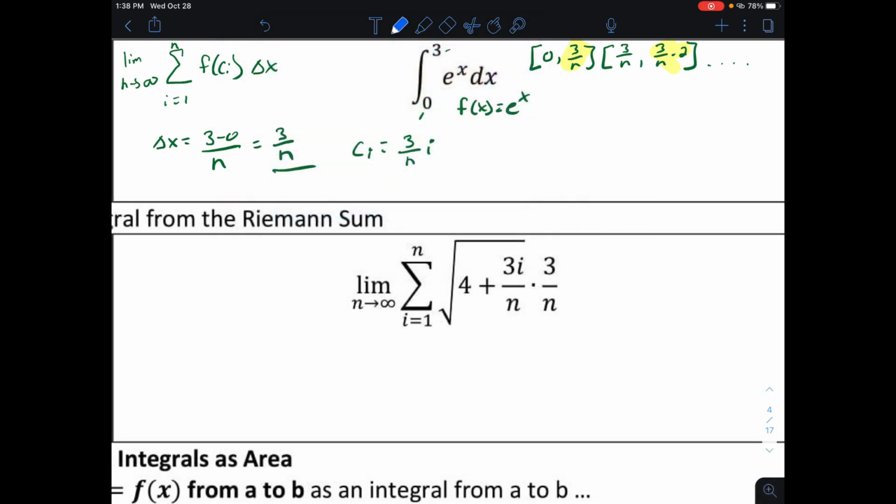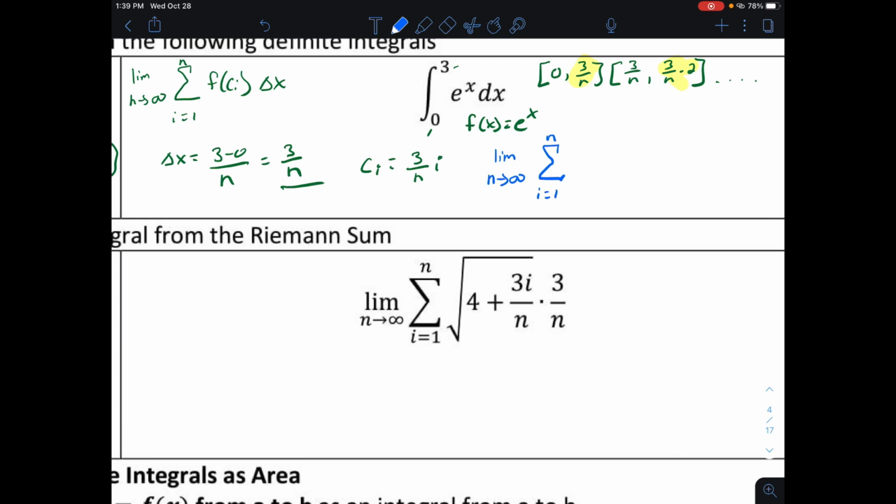Now we're ready to write our limit. That definite integral, the limit of the Riemann sum, which would be the limit as n approaches infinity of the summation from i equal to 1 to n. Now, f of x is e to the x, so I'd write e to the, and now instead of x, I'm going to put my corner, so it'd be e to the 3 over n i. And then we have times our change in x, which would be 3 over n.